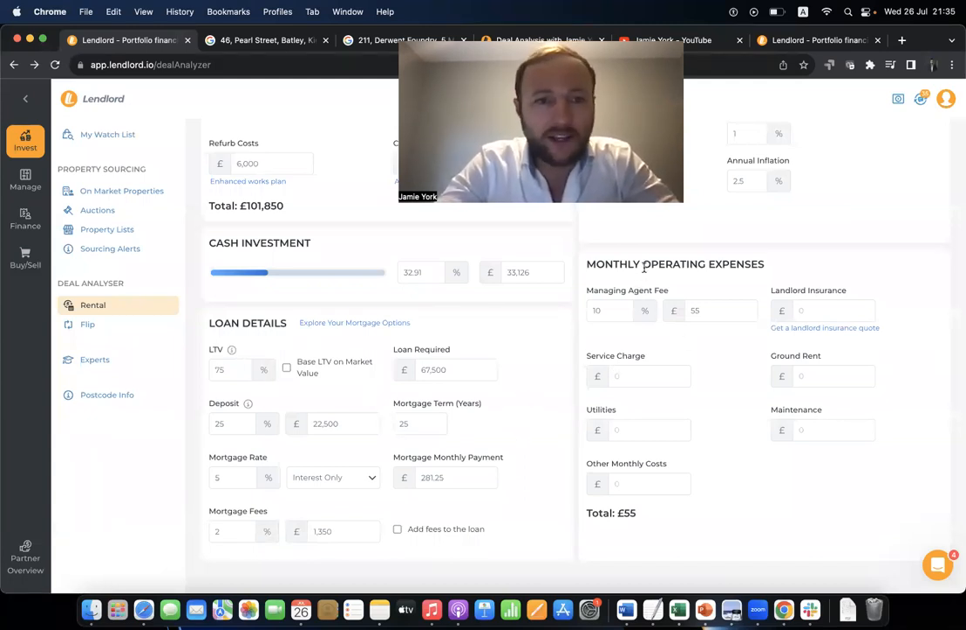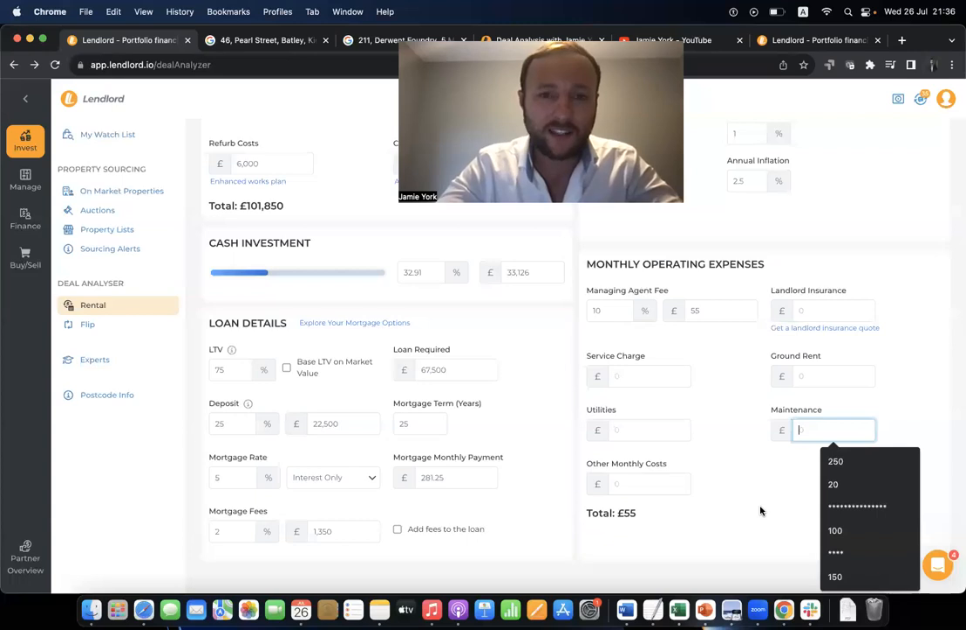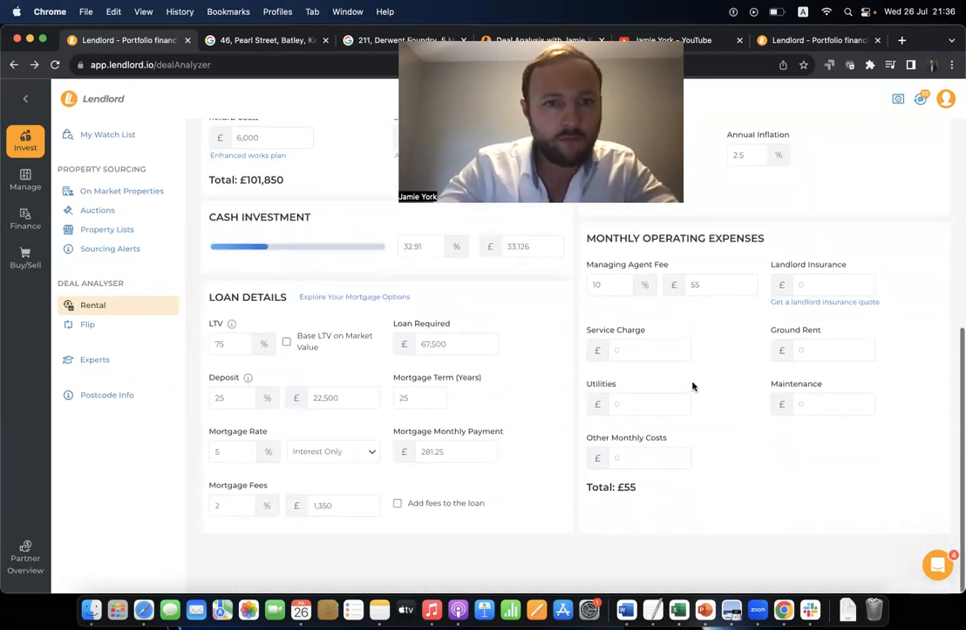And then your operating expenses are completely down to you. 10% for an agency fee, service fees, and things like that. Ground rent is only if you own a leasehold property, most typically a flat. With freehold properties, you don't pay ground rent or service charge. And then you decide whether you're going to factor in maintenance or not. I usually decide this based on if I've just done a full refurb or not. If I'm taking on somebody else's property, I'm probably going to factor in some maintenance and factor that into the purchase price. If it's one that I'm doing a refurb for, I know the maintenance is going to end up being a lot lower.